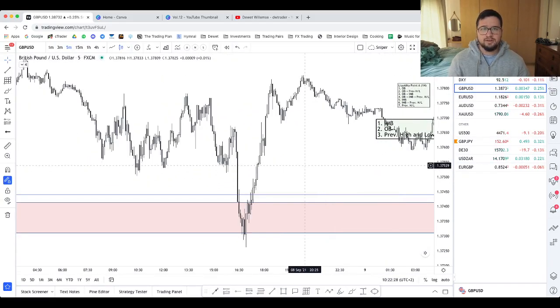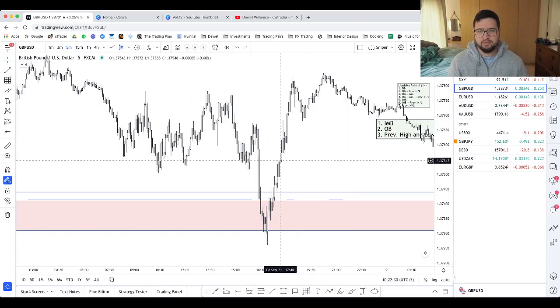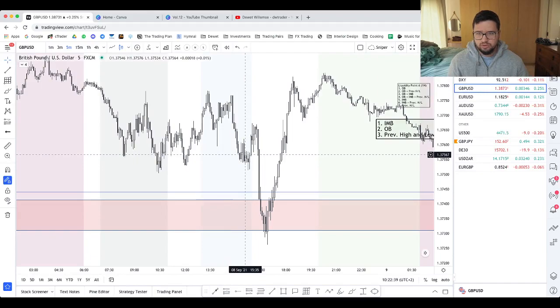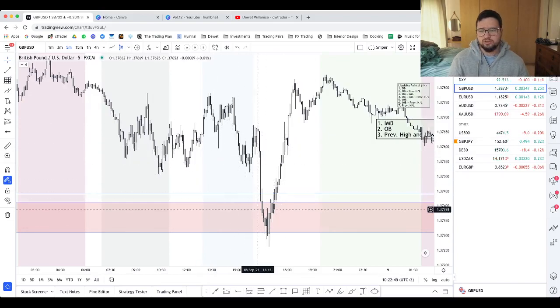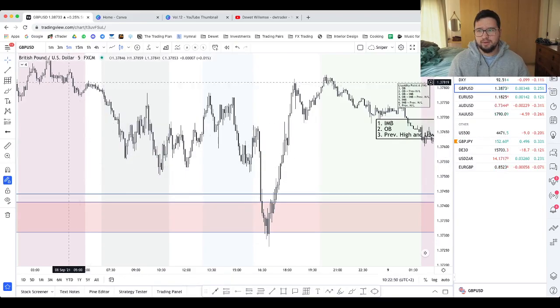Okay, so let's dissect and analyze what happened here. This was around New York Open, and we see exactly the time zone, New York. This is when New York opened. So this was a sell-off in the New York session. We're not worried too much about this move down because it basically happened after our trading session.